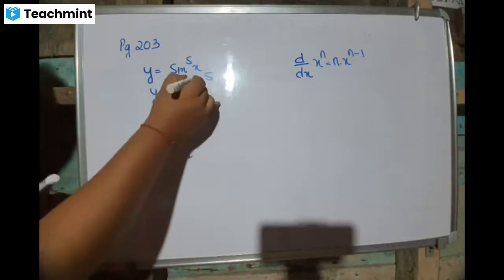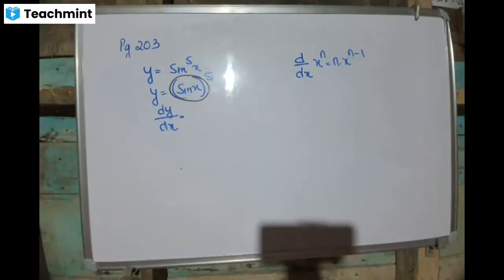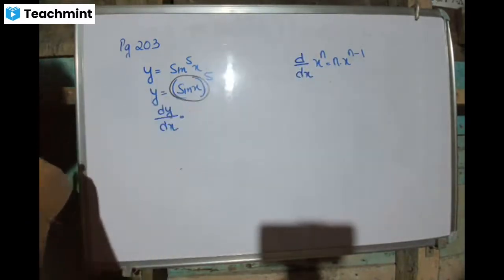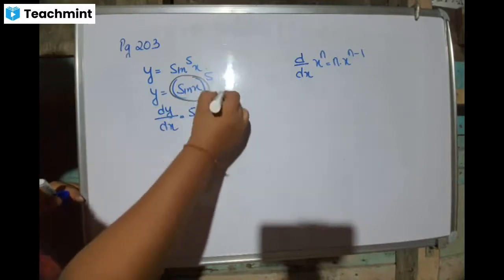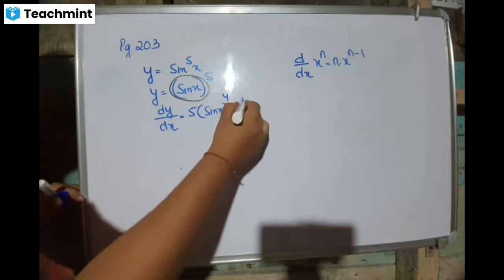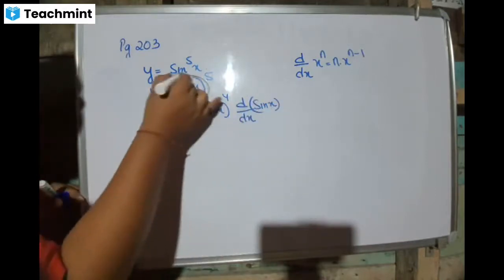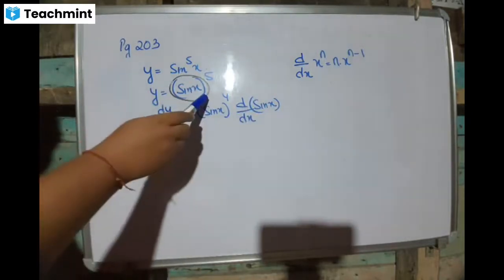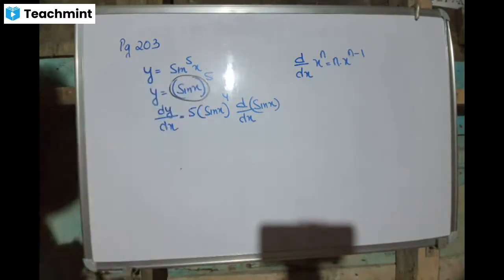So what do we do? We assume this part as x. I'm using a different colored marker. When we assume this part as x, then we can use this particular formula. What is going to happen to 5? 5 comes in front. 5 open bracket sine x to the power 5 minus 1, which is 4, but this is just an assumption. So d by dx of sine x: the part which we have assumed, circled, has to be differentiated once. The reason is this formula applies only if the base is x. But since the base is not x, this is called a composite function. Is that clear?